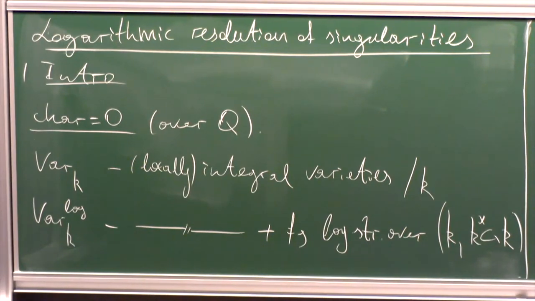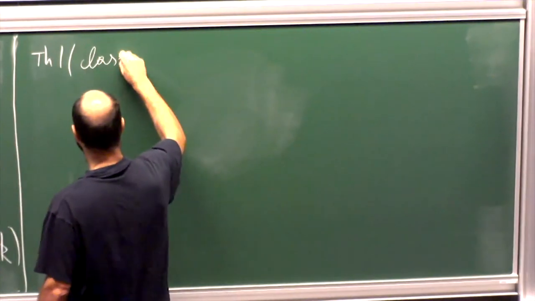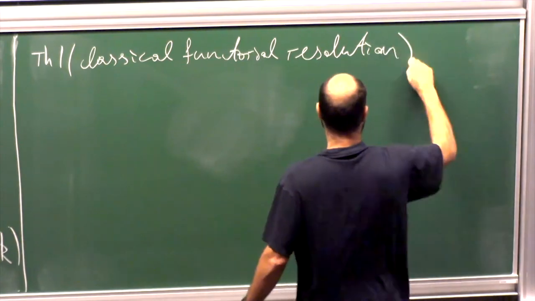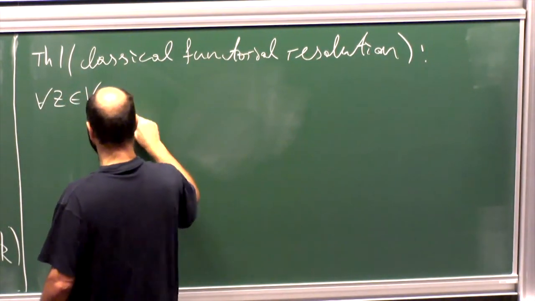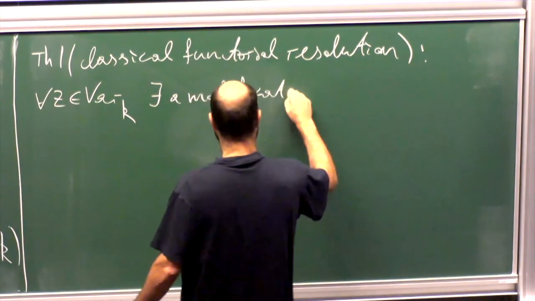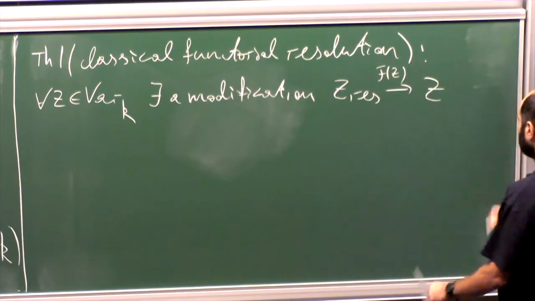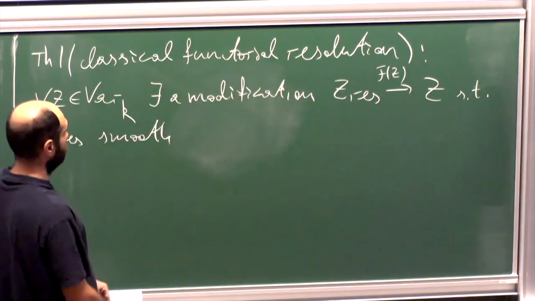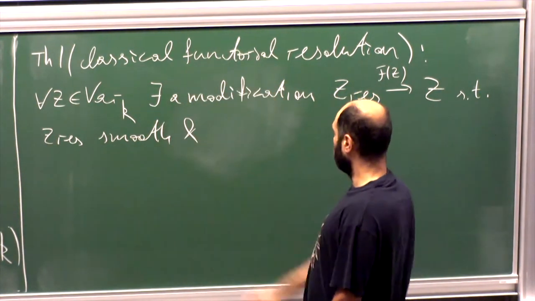Okay, now let me define first the classical Theorem 1, functorial resolution. It says the following. For any Z in Var_k, for any such variety, there exists a modification, a proper birational map Z_res to Z, I'll denote this map f of Z, such that Z_res is smooth. So this is indeed a resolution in the classical sense, proper birational, the source is smooth.